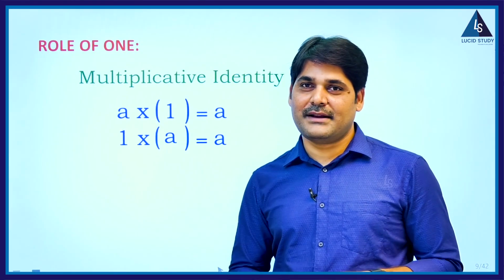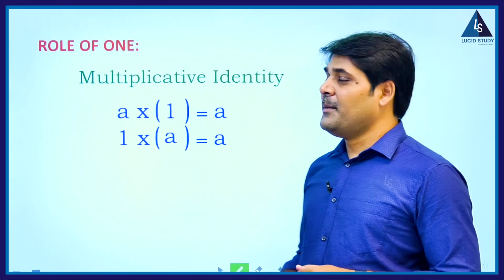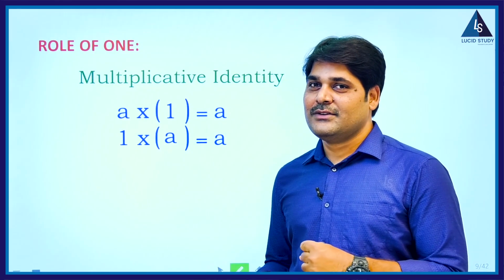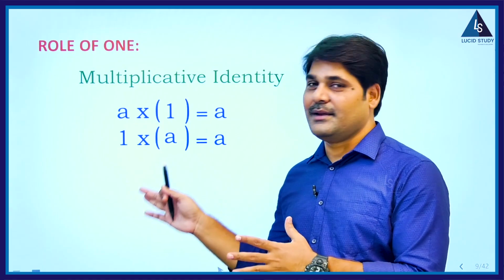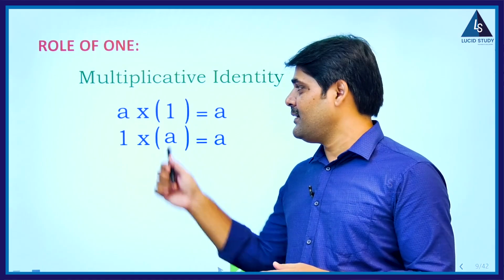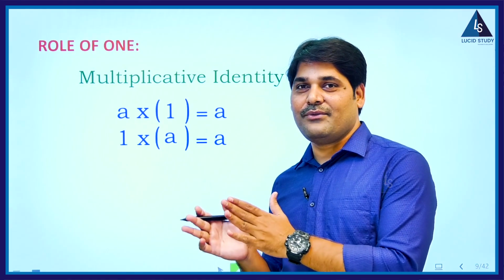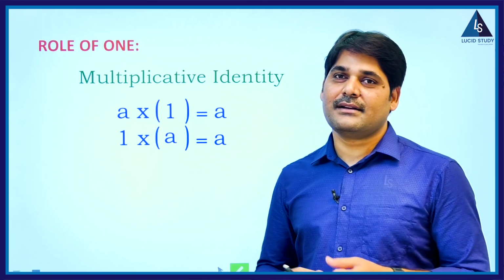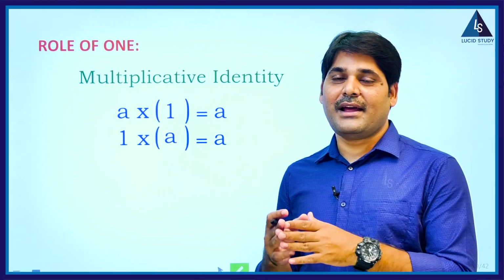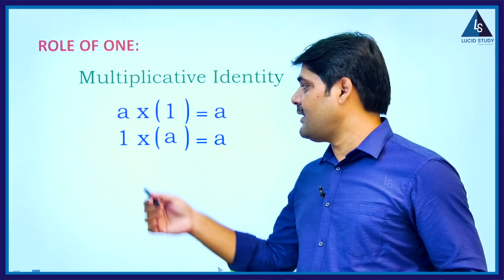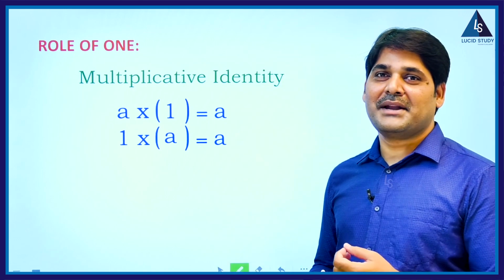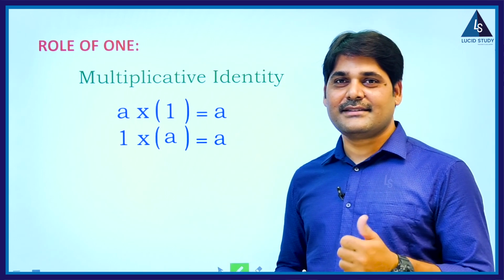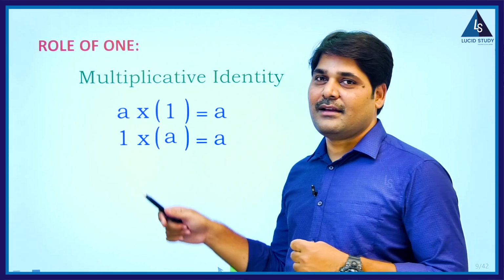One more special person. 1. What is that? Multiplicative identity. So previously we added 0 to anything, we got the same thing. Here also see, we are multiplying this time. If you multiply 1 with anything, the answer will be the same thing. So 1 is said to be multiplicative identity. Understand? So these are the special persons.